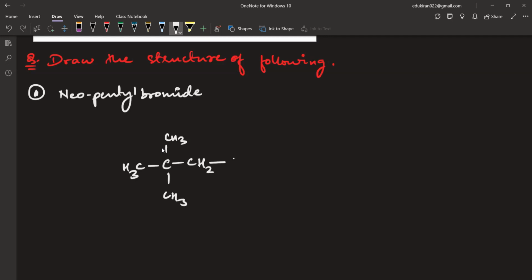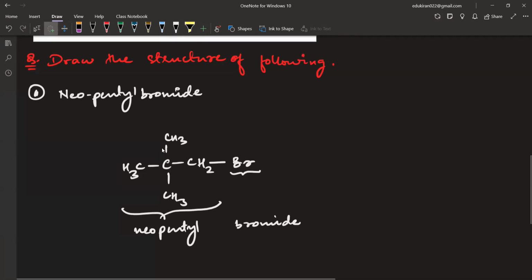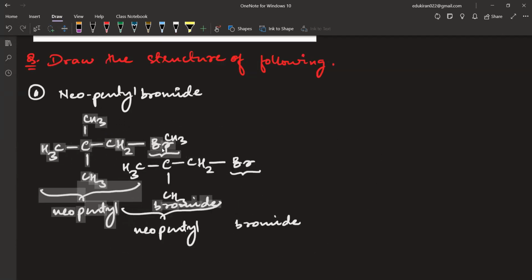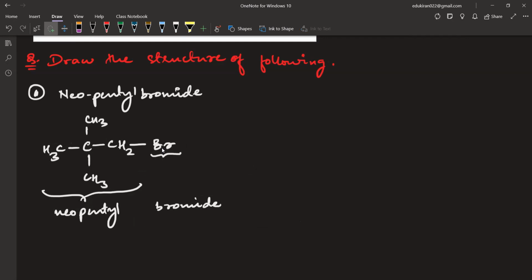And then this CH2 is further connected to Br. Now, this portion from here to here is neopentyl, and this is bromide. Because the chemical literature has many structures which are generally named by their common name and not their IUPAC name, we have to remember a few common names also. So, this is neopentyl bromide.